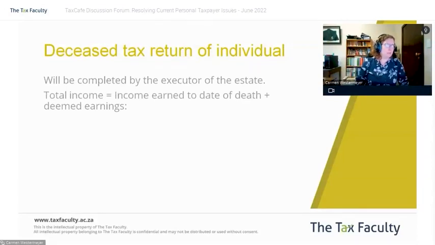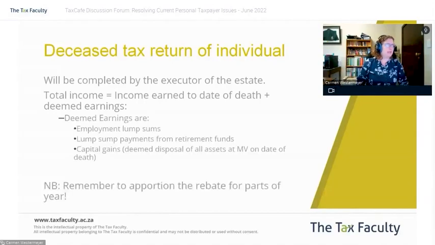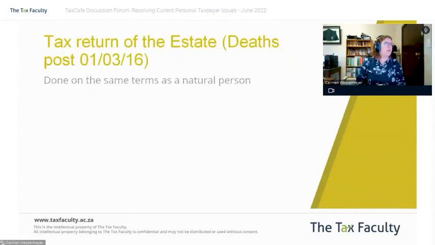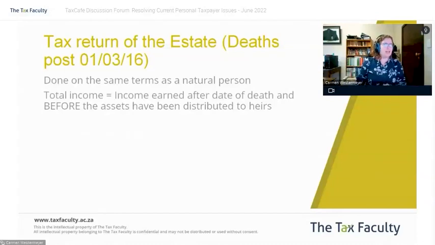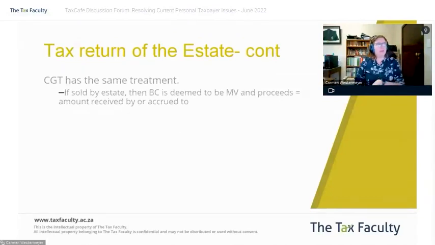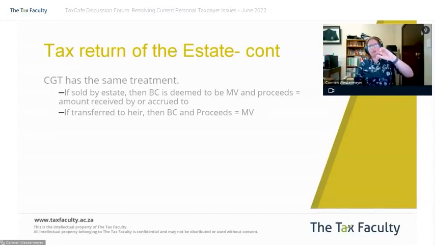So to put it very simply, in the tax return of the individual, we would take the total income earned to date of death plus the deemed earnings, plus we would take into account the deemed disposal. Right. In the tax return of the estate, it's the income earned after death. And if sold in the estate, then effectively we take the capital gain on the difference between the proceeds received in the estate minus the market value on date of death. Right. Any further questions on that?